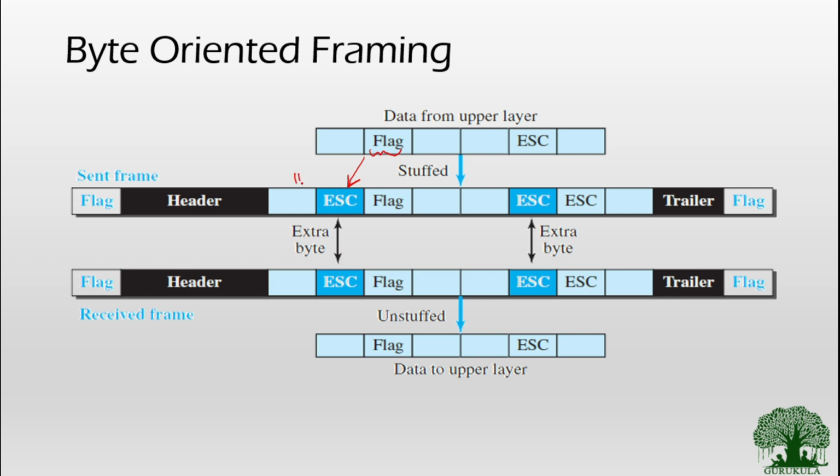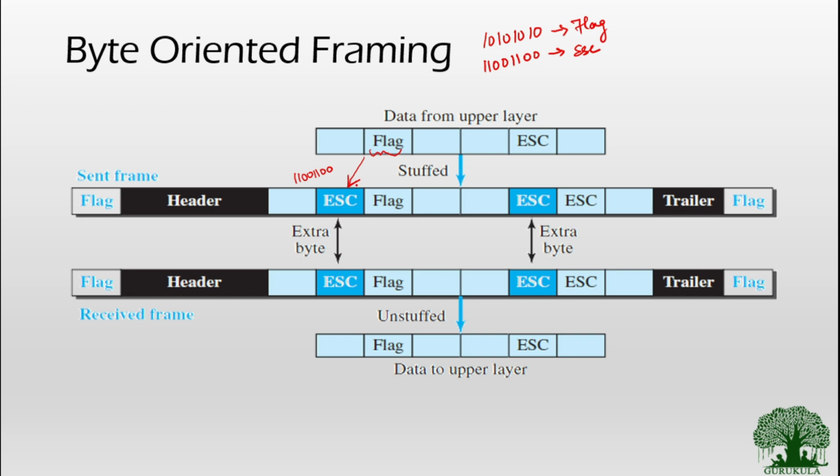Now let us consider that this is my escape sequence, and we very well know that our flag is 10 10 10 10. This is our flag, and I will consider this as my escape sequence. Fine. So whenever I have a flag sequence appearing in my data, I will stuff an additional byte of information, what I call the escape sequence, inside the frame.